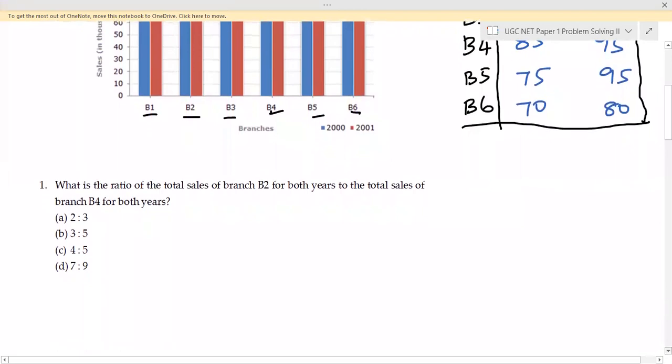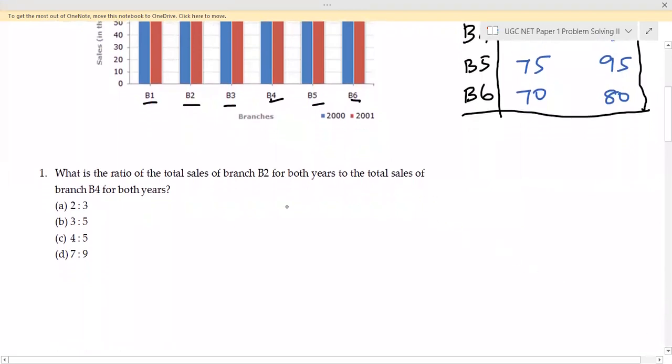Our first question: what is the ratio of the total sales of branch B2 for both the years to the total sales of branch B4 for both the years? So it's going to be a ratio question. We'll have to take B2's total to B4's total. Here, total stands for the sales for both the years. So I think it would be very easy.